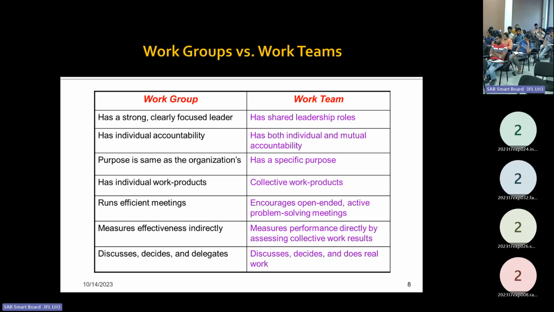Right. So then, in addition to the synergy effect, as per this slide or table, we can identify some more differences between work groups and work teams. There are seven such differences, seven rows: leadership, responsibility, task, product, decision making, performance, and delegation or empowerment.